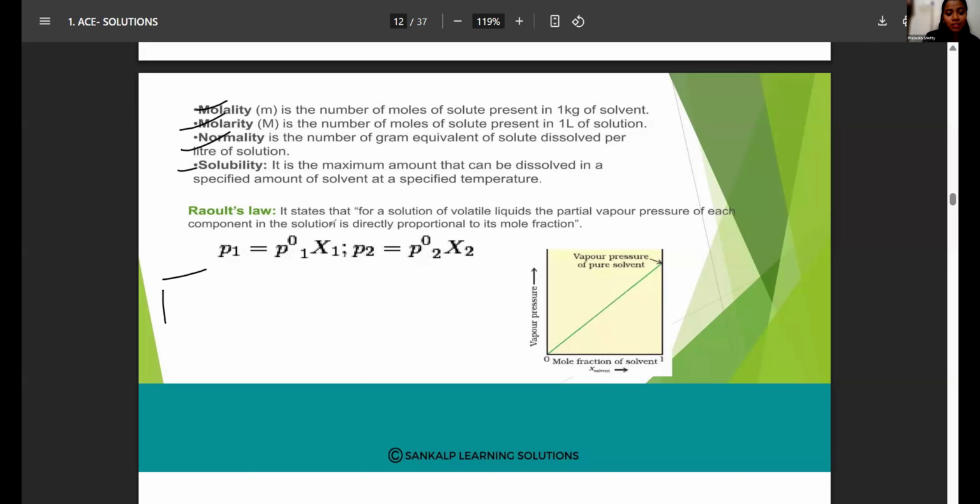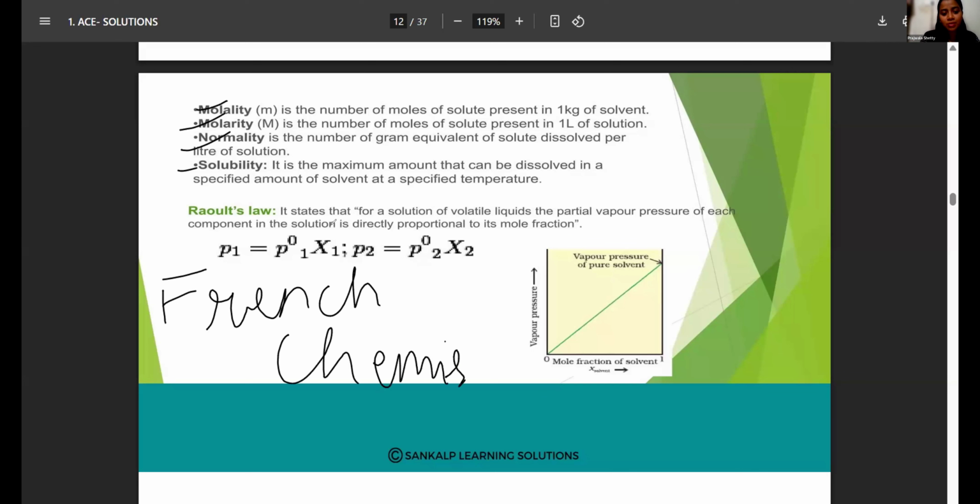Remember, he is a French chemist. Raoult is a French chemist, whose full name is Francois Martin Raoult. Okay. And he gave the quantitative relationship between the binary solutions. I'll let you know what are these P1 and X1. Okay.